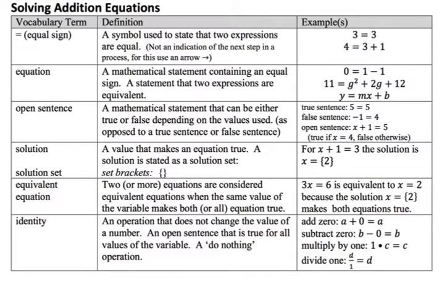Okay, first, the equal sign. It's a symbol used to state that two expressions are equal, not an indication of the next step in a process. For that, use the arrow. For example, 3 equals 3 or 4 equals 3 plus 1.